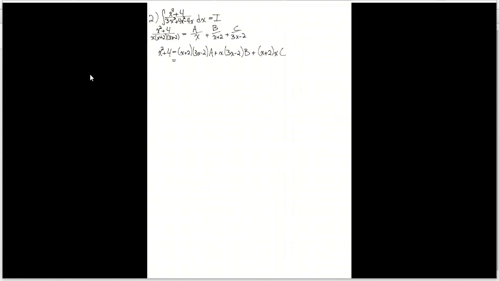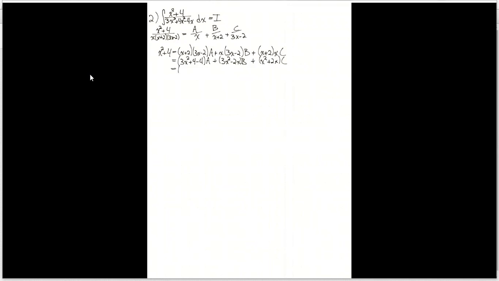So I'm going to rearrange this right-hand side and put it in terms of the powers of x. On this first term, we're going to have 3a x squared plus 4a x minus 4a. The next term is 3b x squared minus 2b x. And then this last term is c x squared plus 2c x. So we can see the grouping of the powers of x in this line.